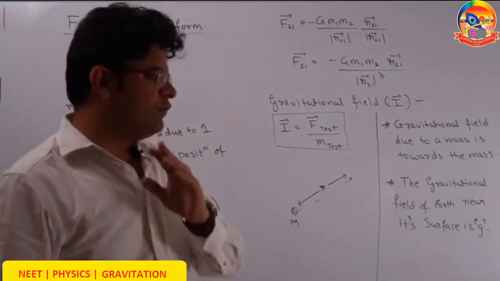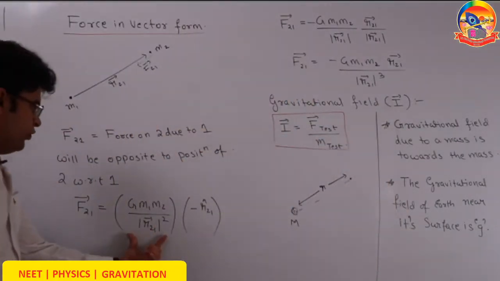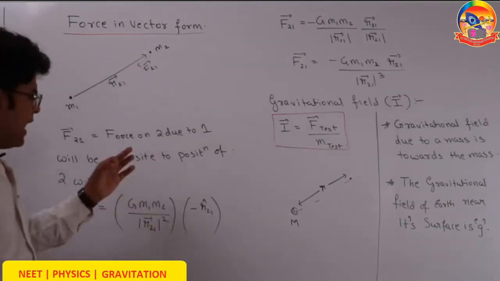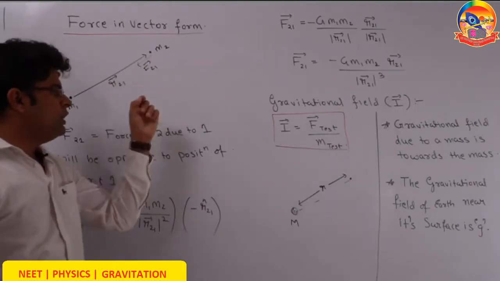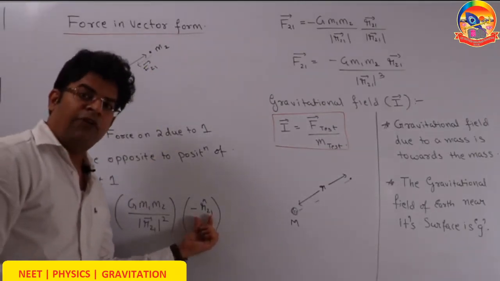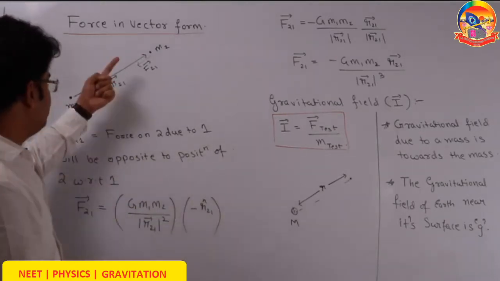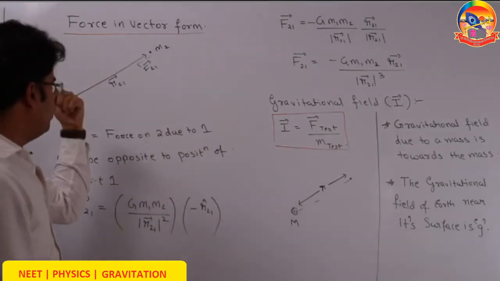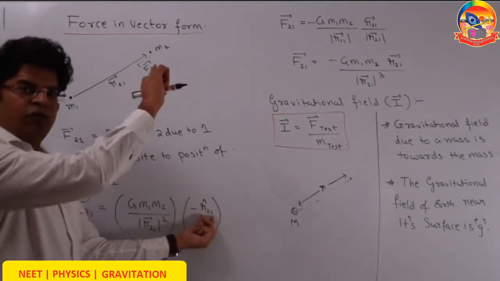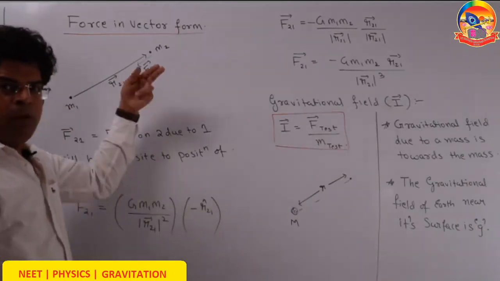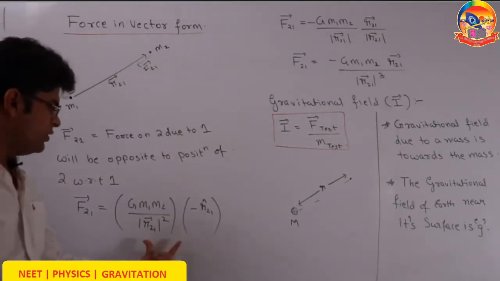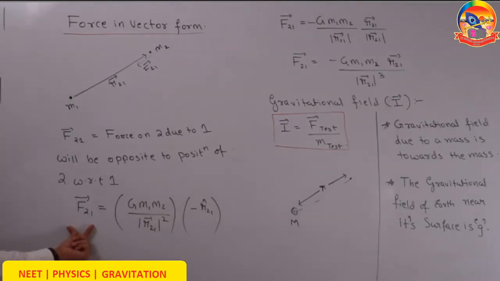The magnitude of this force will be equal to G m1 m2 upon magnitude of this separation whole square, and the direction of this force has to be opposite to the position vector. So we have multiplied a unit vector, a vector of magnitude 1 in direction opposite to position vector. So this is r21, position vector of 2 with respect to 1, minus, opposite, vector r21 cap, a unit vector. So this gives the magnitude, this gives the direction. So this is the force in vector form.